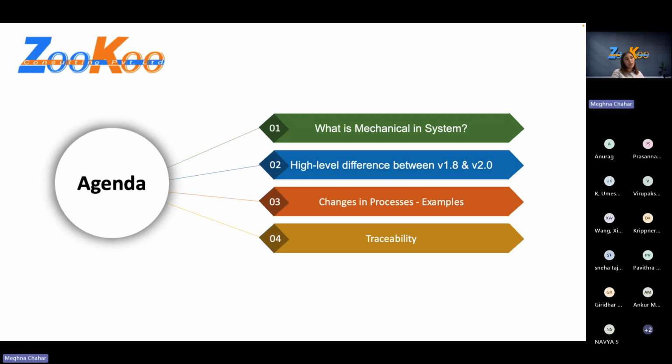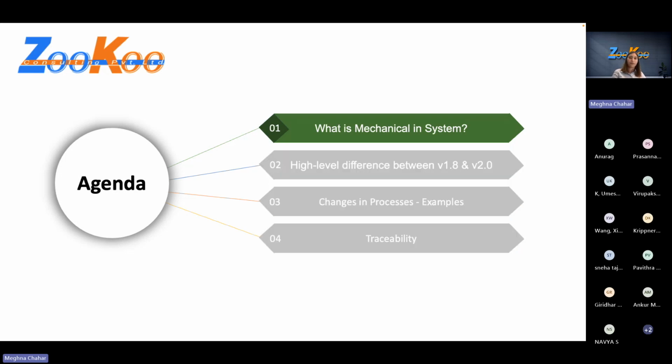Today, my agenda would be, I'll be talking about 4 main things. First is, what is Mechatronic System? Then just high level differences between the previous version. Here I have to consider version 1.8 and version 2.0 of Mechanical SPICE. Changes in processes. I have tried to take some examples. I have not considered all the processes, but just tried a couple of processes to show you the difference, actually, what was there and what is there now. And then some information related to traceability throughout all mechanical processes.